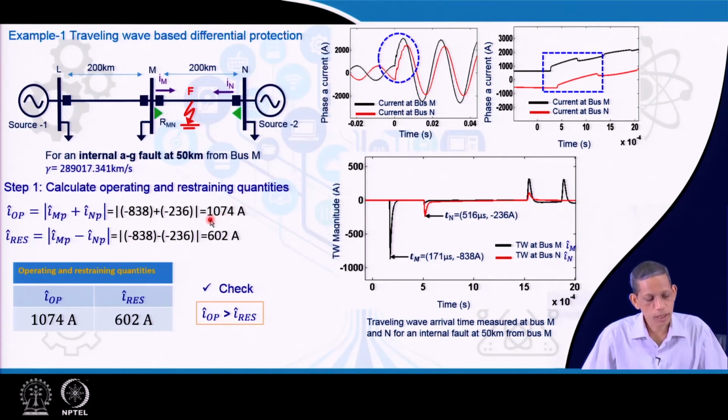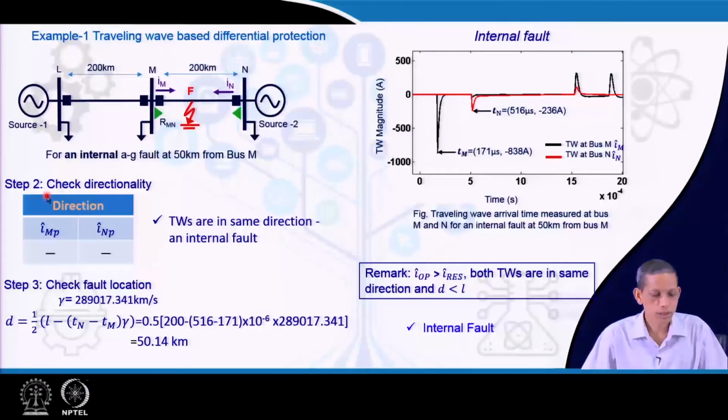So, we clearly see that I operating is greater than I restraining. This check is satisfied, so this is a case of internal fault, and this of course is in agreement with the simulation situation. Now we go to the first check, on directionality, to support a secure decision. We see both waves should be positive and positive or negative and negative, that was the requirement. Here both first waves are negative polarity, and we have already explained that. So, this is also in agreement with the internal fault situation.